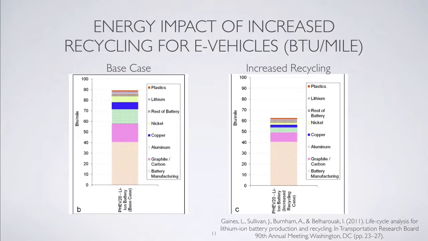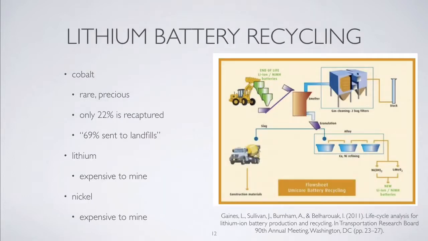And based on a life cycle analysis for lithium-ion battery production and recycling, the argument is made that just by increasing recycling according to a specific use case, the total energy impact of moving the same distance can be dramatically reduced from 90 BTUs per mile down to something more like 65 BTUs per mile, just by recycling more effectively. And so a system that facilitates recycling, according to this argument, can reduce that total energy impact.